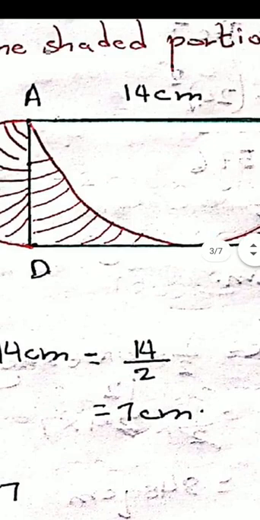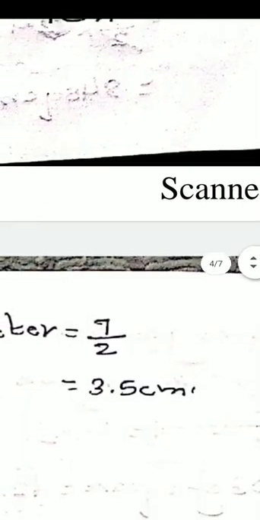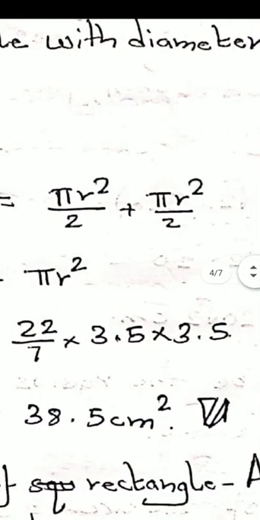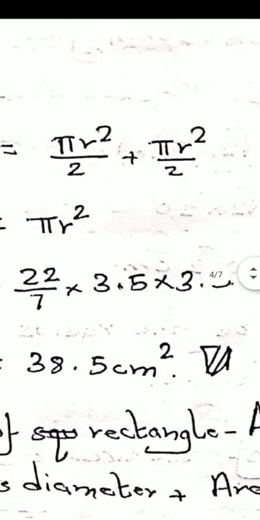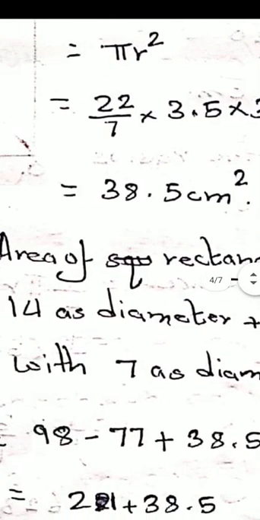So area of two semicircles, because if you see here properly, I'm having one semicircle over here and another semicircle over here. So I'm calculating the area of the two semicircles. Area of two semicircles equals pi r square by 2 plus pi r square by 2. I can write it as pi r square. So 22 by 7 into 3.5 into 3.5, which happens to be 38.5 centimeters square.